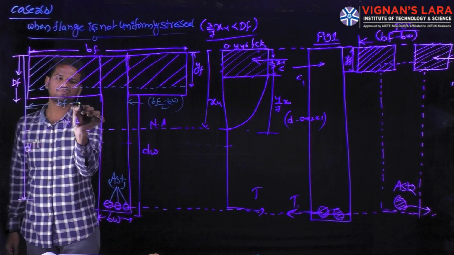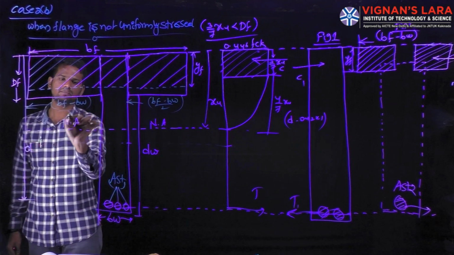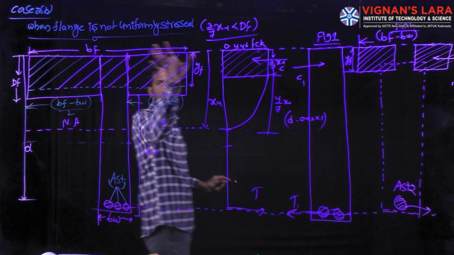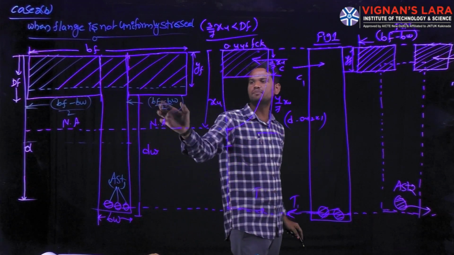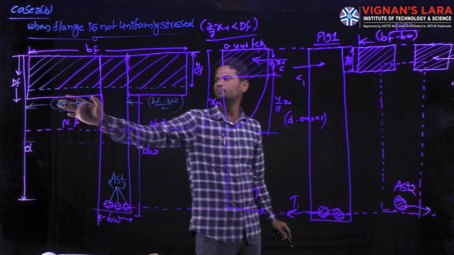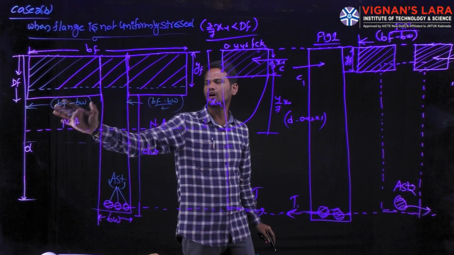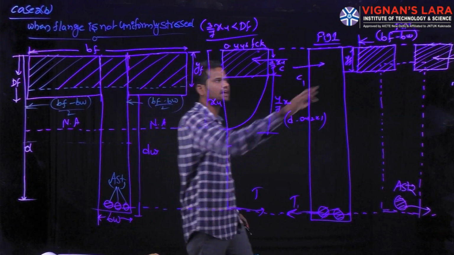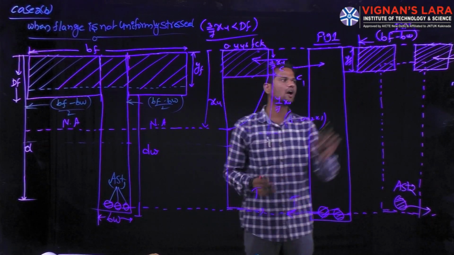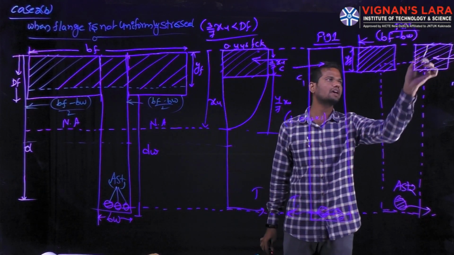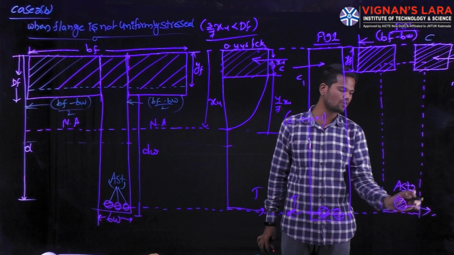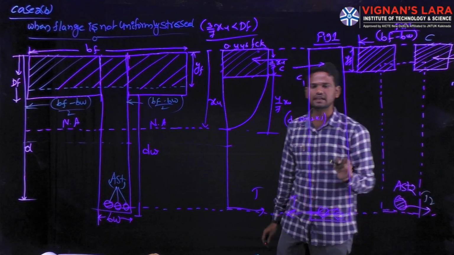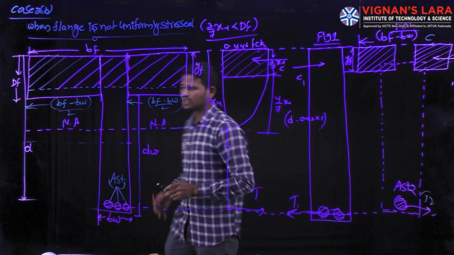That means bf minus bw divided by 2. This is the total flange width bf, and this bf minus bw, this is the half. This half and this half, we will get the total bf minus bw. For this, we have to calculate how much total compressive force is acting on the beam, as well as how much tensile force is acting on the beam.